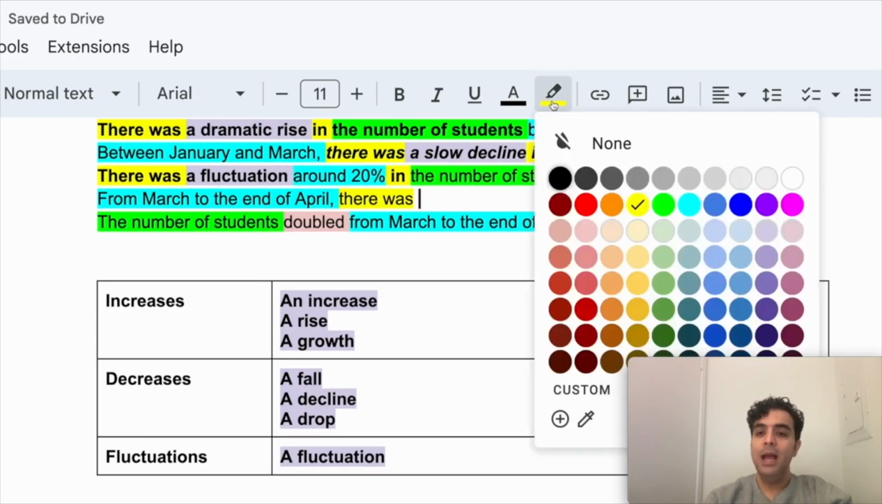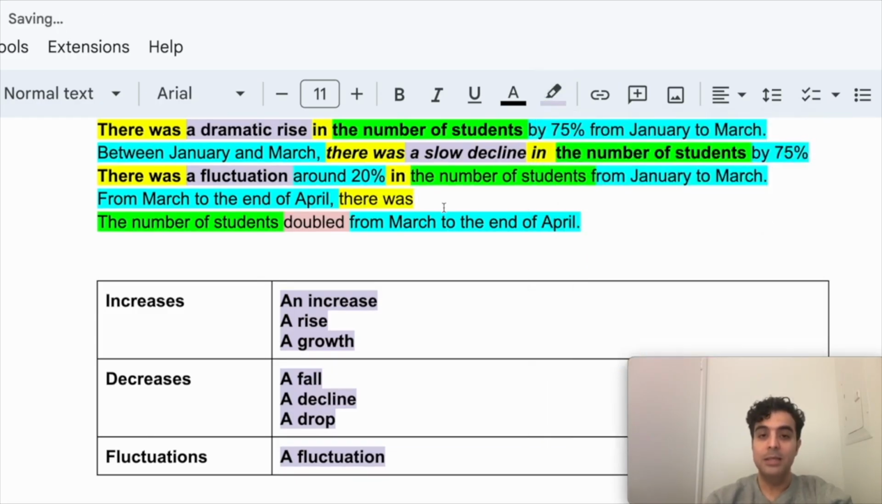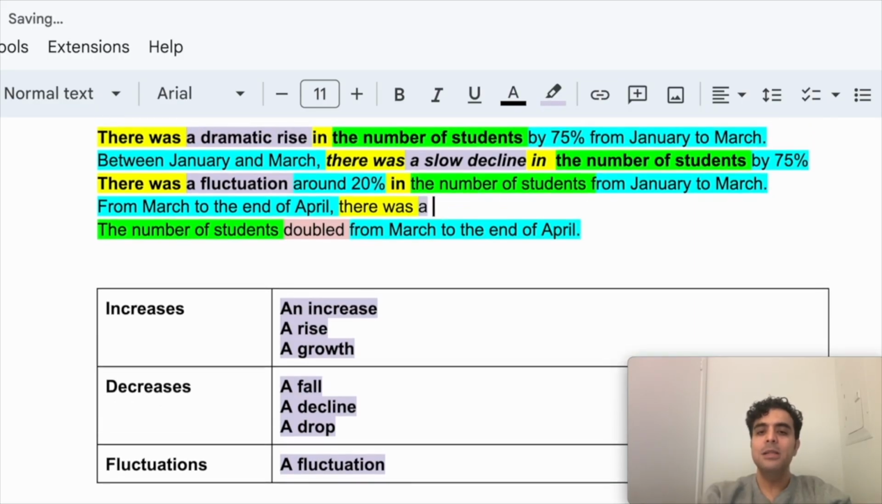Now, we had a proportional change last time, so we said it doubled, right? So here, instead of double, I could perhaps say something like a dramatic rise or a dramatic growth. Notice when I say a dramatic growth, it does not necessarily indicate that it was doubled, but when something doubles, it's considered a great increase, right? So it's doubled, essentially.